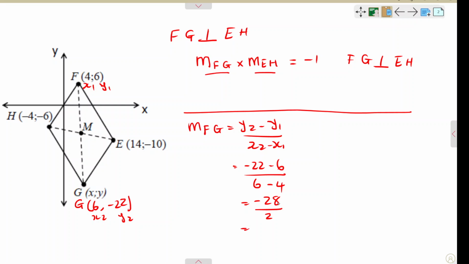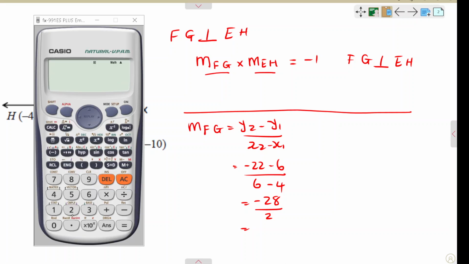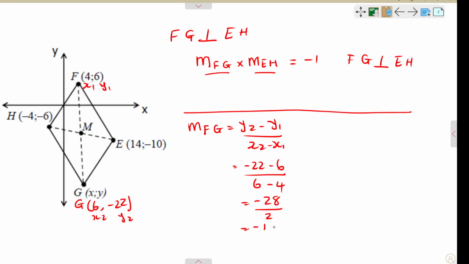Then divide -28 by 2, that's going to be 14. Let's check. 28 divided by 2, yeah, that's 14, and the 14 is negative because we divide a negative by a positive. So the gradient of FG is -14. The gradient of the line FG, I got it to be negative 14.